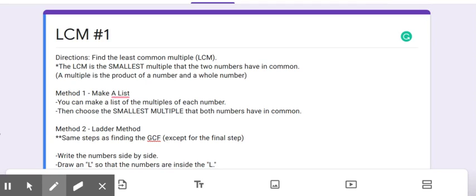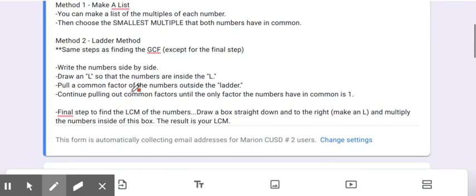Okay, I'm here in LCM number 1 Google form, and the directions tell me to find the least common multiple, or the LCM. Remember, the LCM is the smallest multiple that two numbers have in common. And remember, a multiple is the product of a number and a whole number. So there are two methods that we can use to find the LCM.